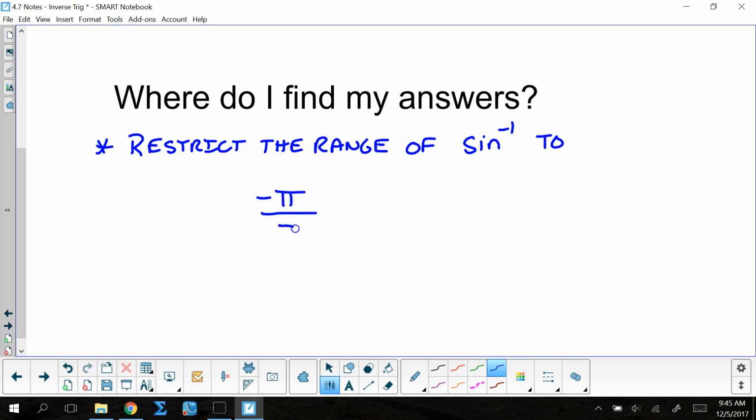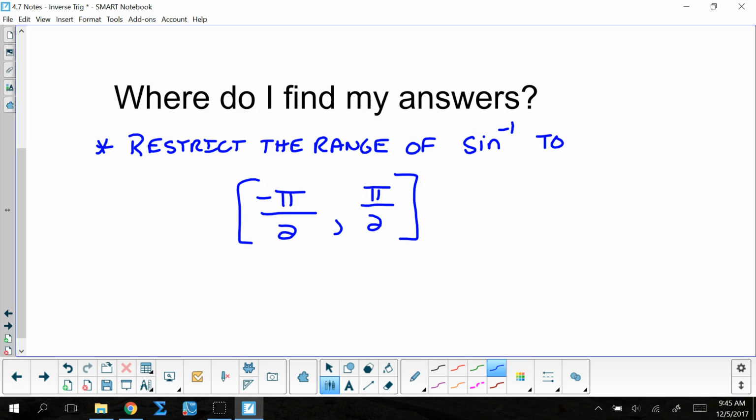So we're going to go negative pi over 2 to positive pi over 2. Do you have to use that range, or could you have done a different one? This one works for us the best.